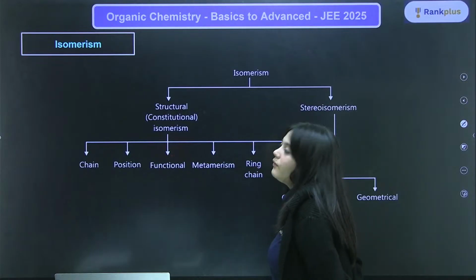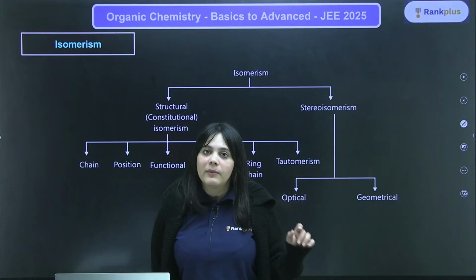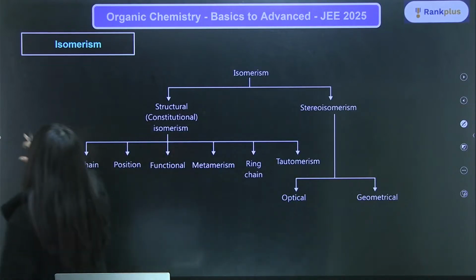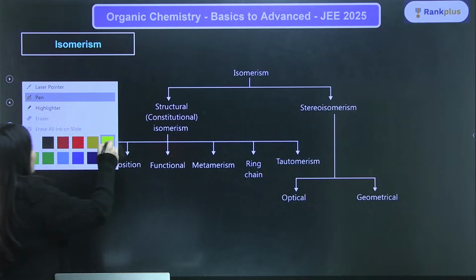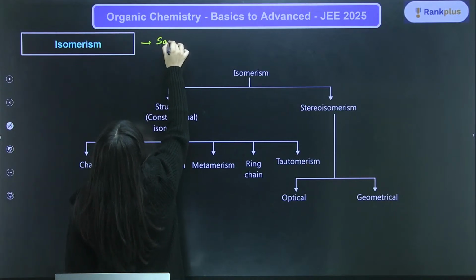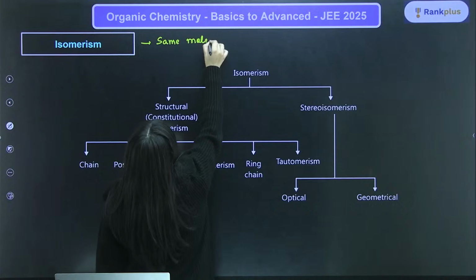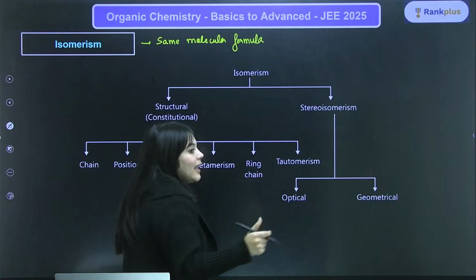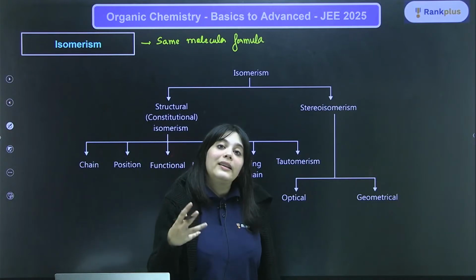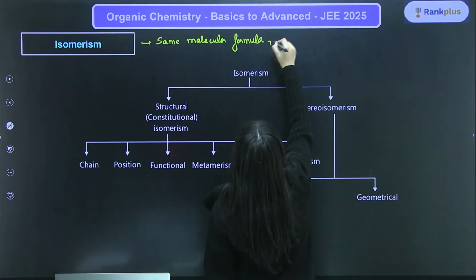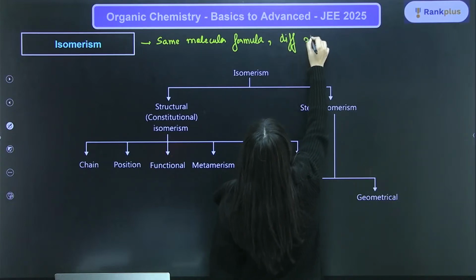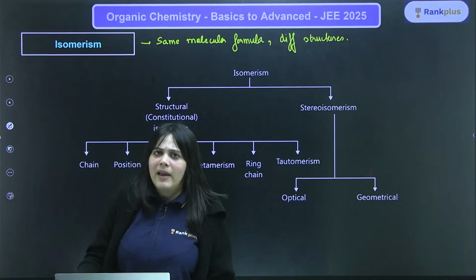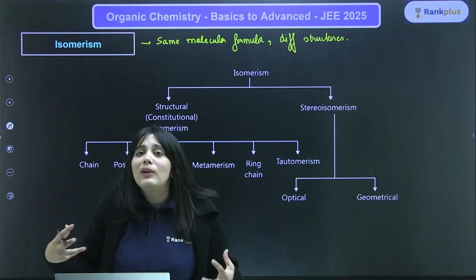So let us start with the very first thing. What is isomerism, right? Remember one thing, isomerism or isomers means what? Isomers are those compounds which have the same molecular formula. They have the same molecular formula, but where are they differing? They have different structures, right? So this is the definition of isomerism.